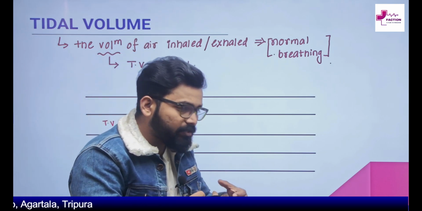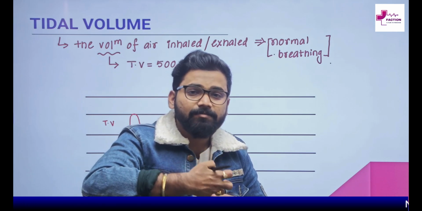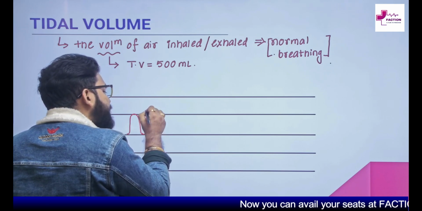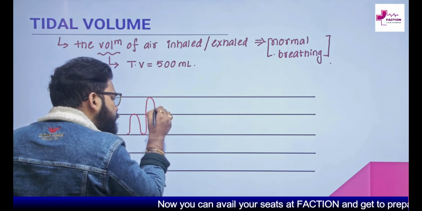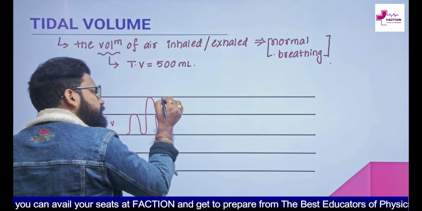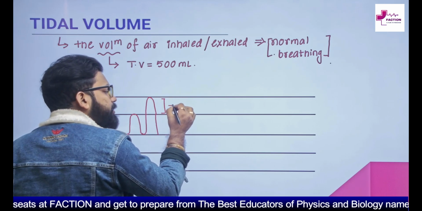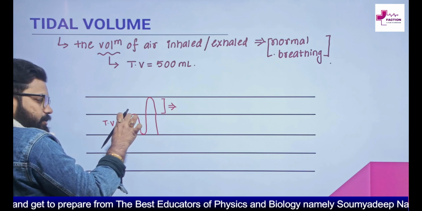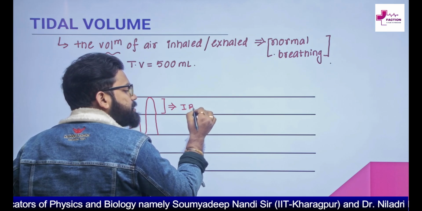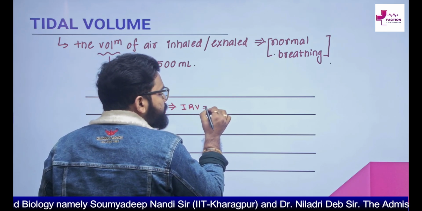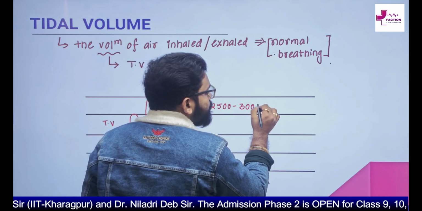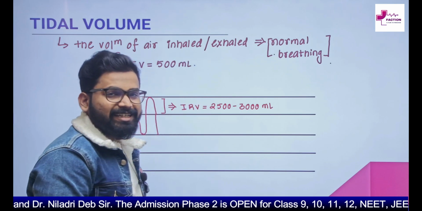But during forceful inhalation, we can take in some extra amount of air. So if this is a tidal volume, we can take in some extra amount of air during forceful inhalation. We can take in this much volume of air which is extra, that is, the tidal volume plus this extra part, and this is known as inspiratory reserve volume, whose value turns out to be somewhere around 2500 to 3000 ml, that is around 2.5 to 3 liters.